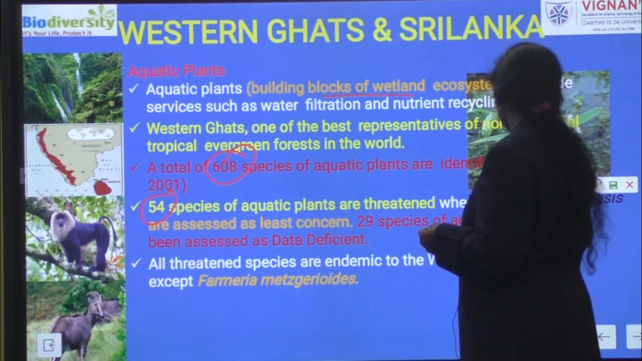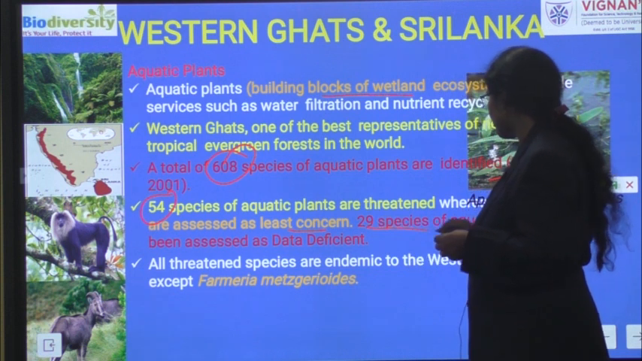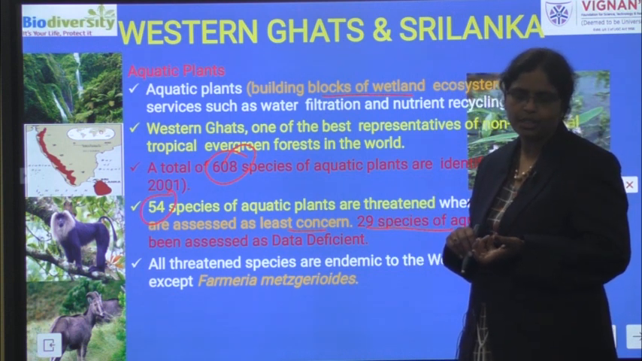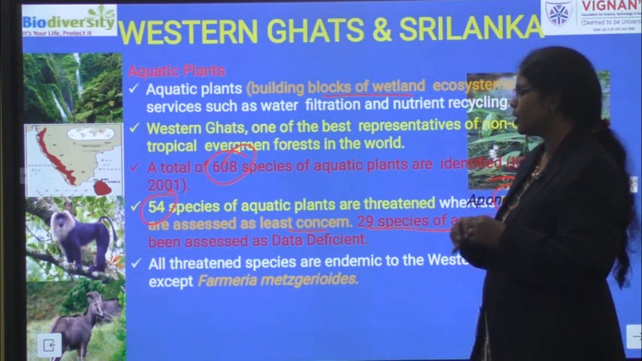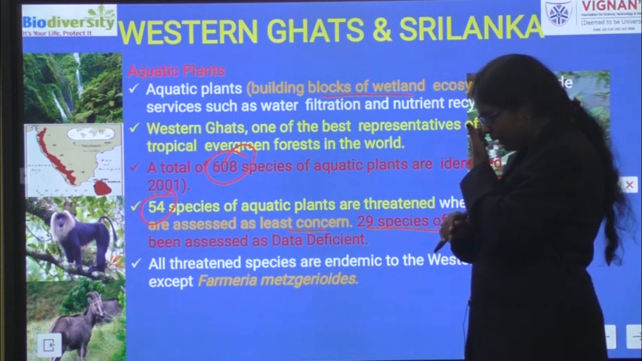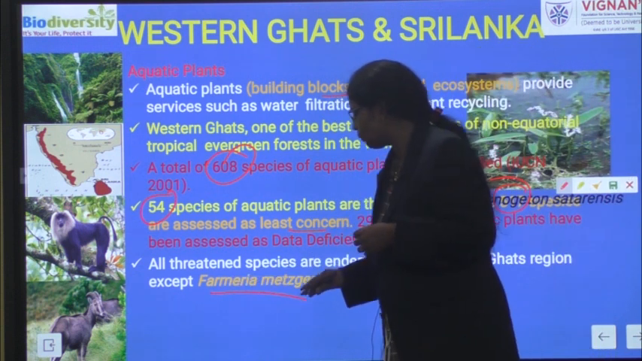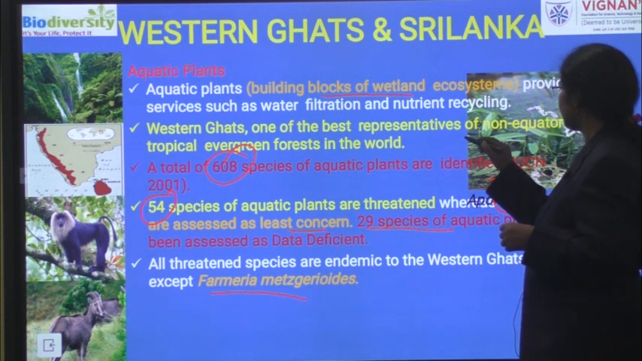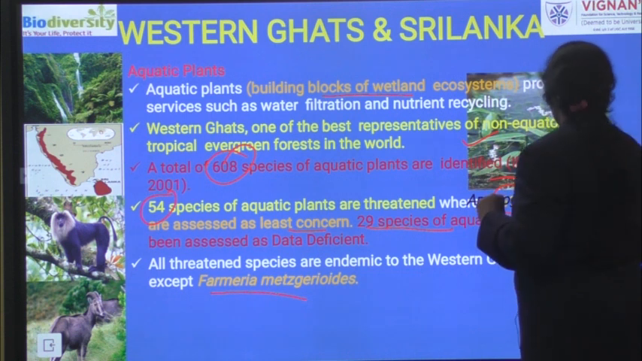Out of this, 571 species are least concern and for 29 species the data was not sufficient, so they are not identified. This is the data for the aquatic plants in this region, and all threatened species are endemic to this region except one particular aquatic plant. Here is the example of Potamogeton satarensis. This is an aquatic plant endemic to this region of the Western Ghats.